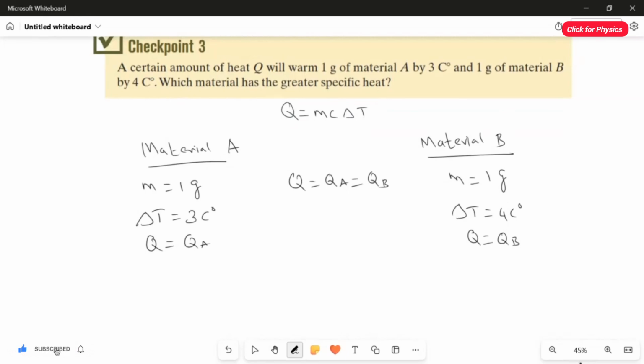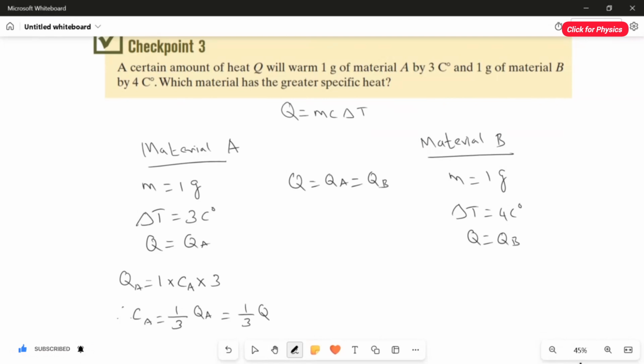I am going to substitute this in the formula. If you substitute, what will we get? QA equals 1 multiplied by the specific heat capacity of material A multiplied by 3. Therefore, the specific heat capacity CA equals 1 over 3 times Q, because the same amount of heat is supplied.